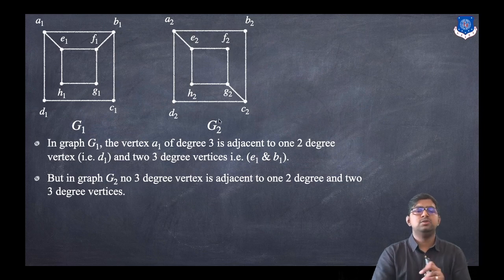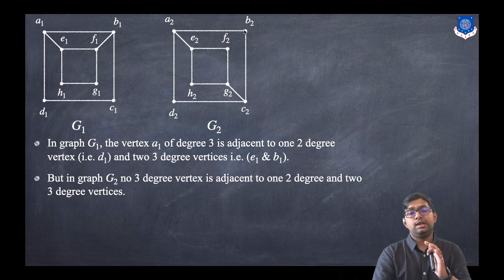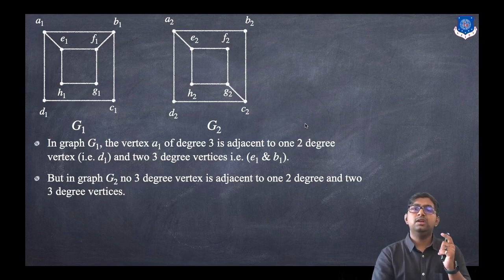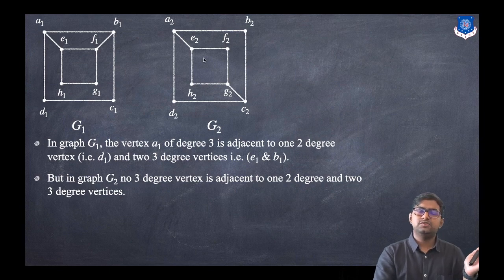But in graph G2, no degree-3 vertex is adjacent to one degree-2 and two degree-3 vertices. Consider A2. A2 is adjacent to E2, B2, and D2, of which two are of degree 2 and one is of degree 3. Now consider E2. E2 is adjacent to three vertices: A2, F2, and H2. H2 and F2 are of degree 2. But this type of scenario is not there.